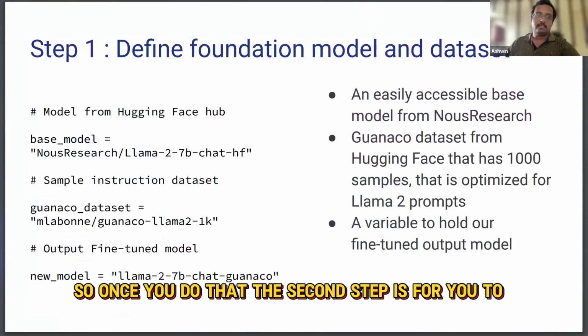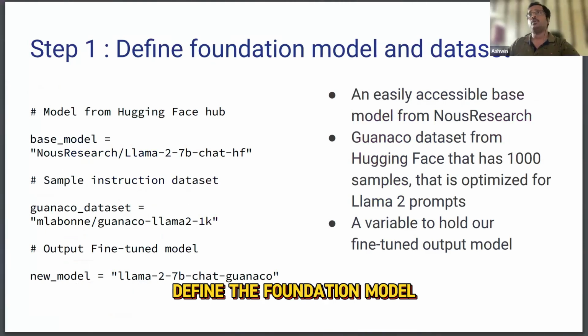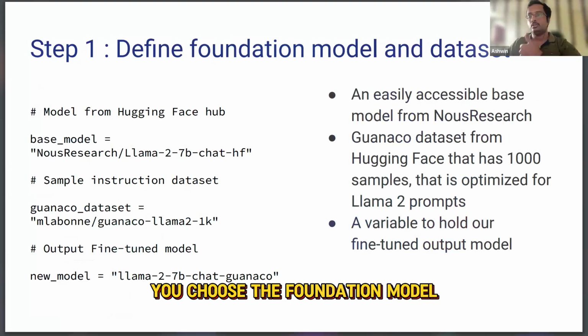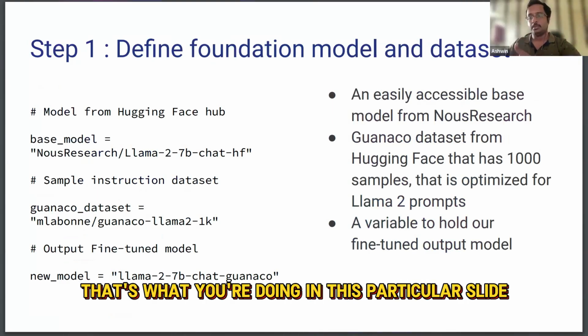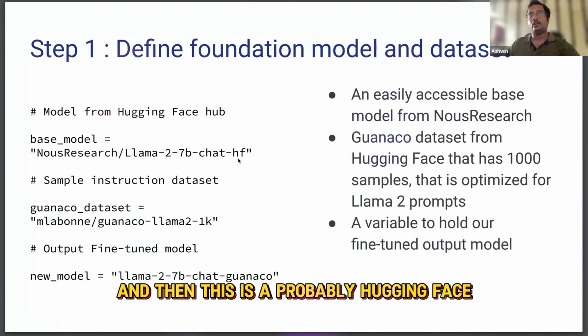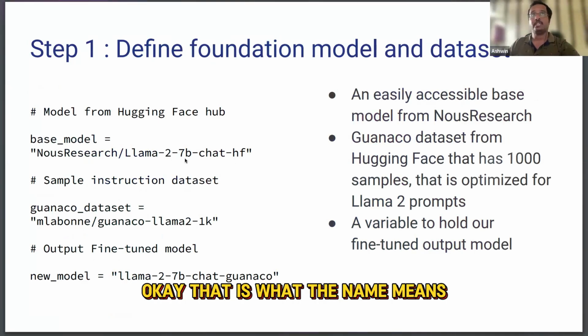So once you do that, the second step is for you to define the foundation model and the data set, right? So if you remember the different steps I told you, choose the foundation model, choose the data set. That's what we are doing in this particular slide. On the left hand side, you see we are starting with a Llama 2 7 billion parameters model, which is optimized for chat. And this is provided by Hugging Face. That is what the name means.